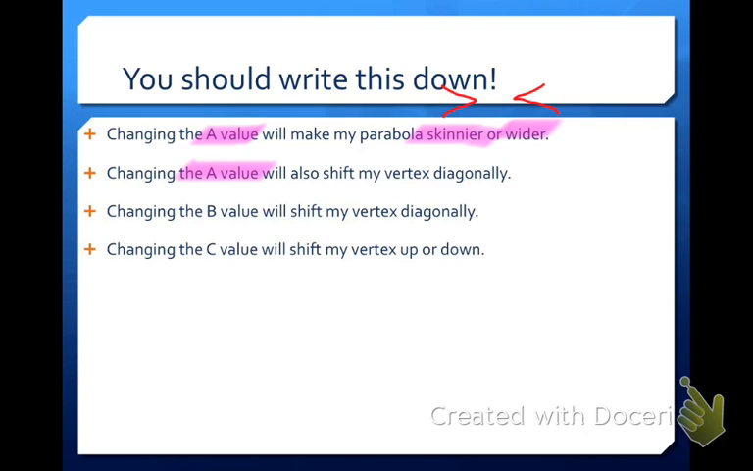If I change my a value, I'll shift my vertex diagonally. So since my vertex formula is negative b over 2a, if I change my a, that'll give me a different vertex. Same thing with my b value. If I change that, I'll get a different vertex. And then if I change the c value, that shifts my whole parabola up or down. We also know that the c value is my y-intercept.